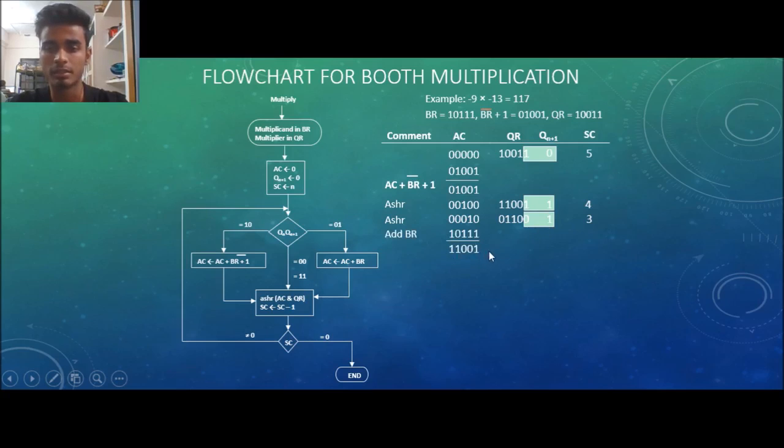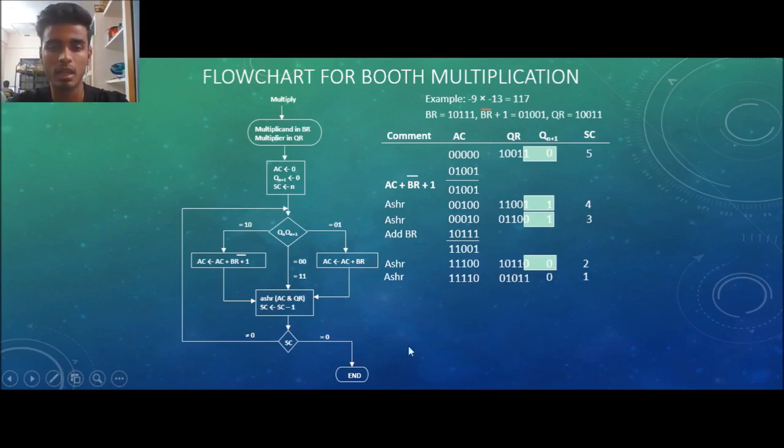So after addition, we have AC as 1 1 0 0 1. Now we'll perform arithmetic shift right. We perform arithmetic shift right and decrement the sequential counter by 1. We see that Qn and Qn plus 1 are 0 0. So in this case, we'll perform arithmetic shift right. After performing arithmetic shift right, we find Qn and Qn plus 1 as 1 and 0.